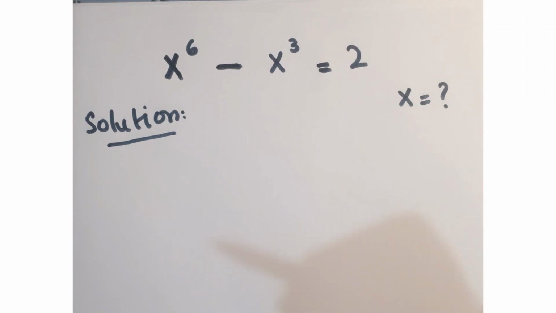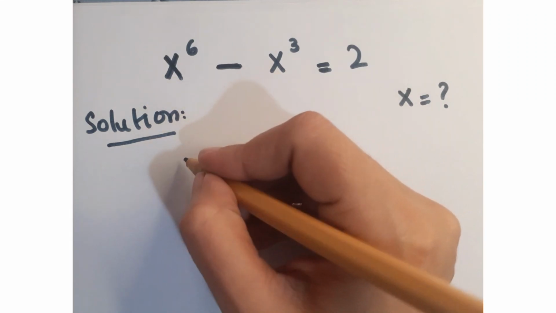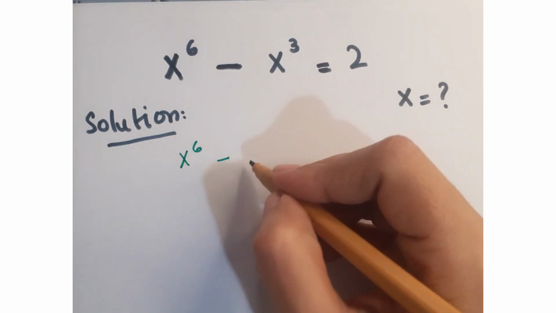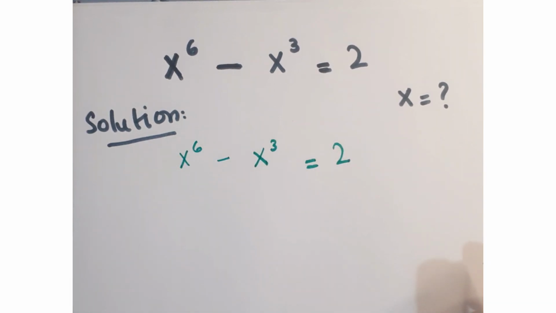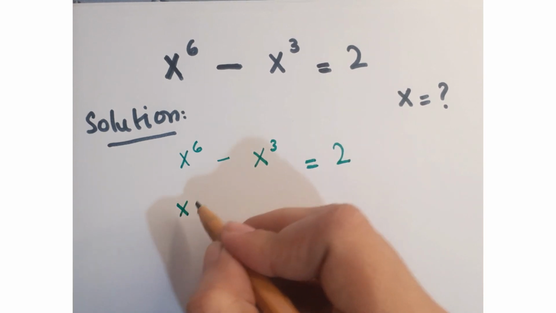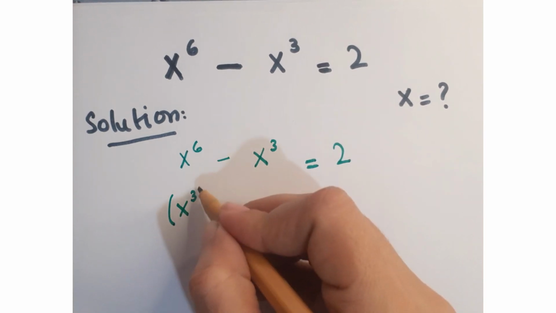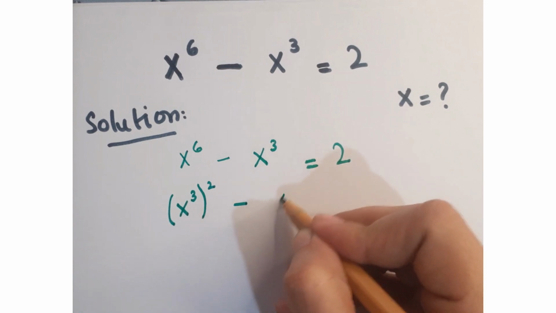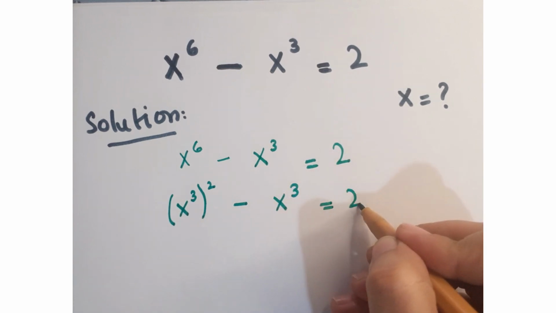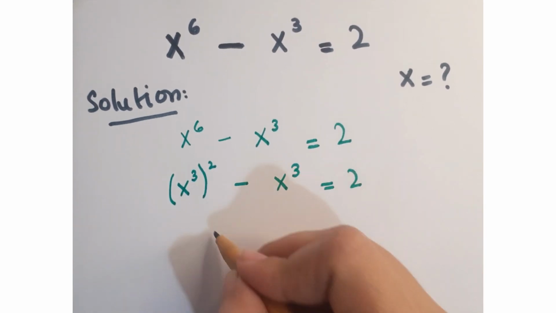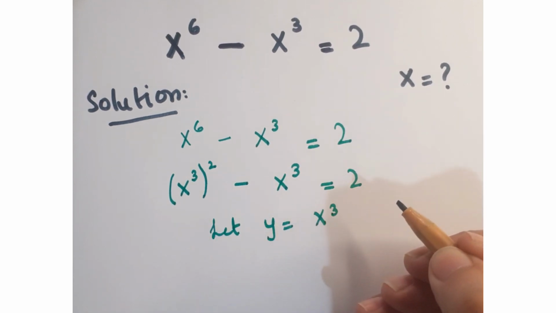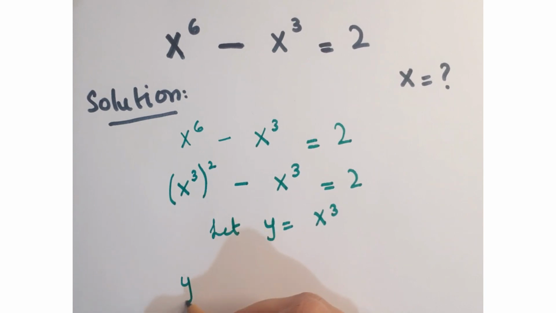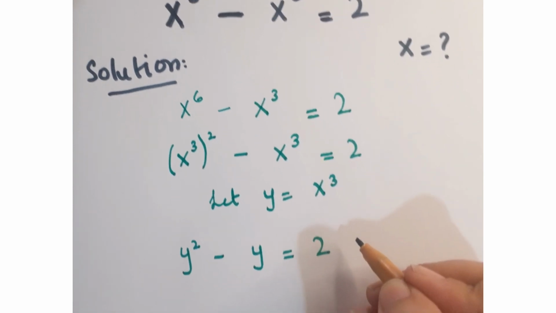Look at this question. The question is x to the power 6 minus x cube is equal to 2. First of all, we can write this as (x cube) whole square minus x cube is equal to 2. Now let's assume that y is equal to x cube. Substituting our assumption, we can write this as y square minus y is equal to 2.